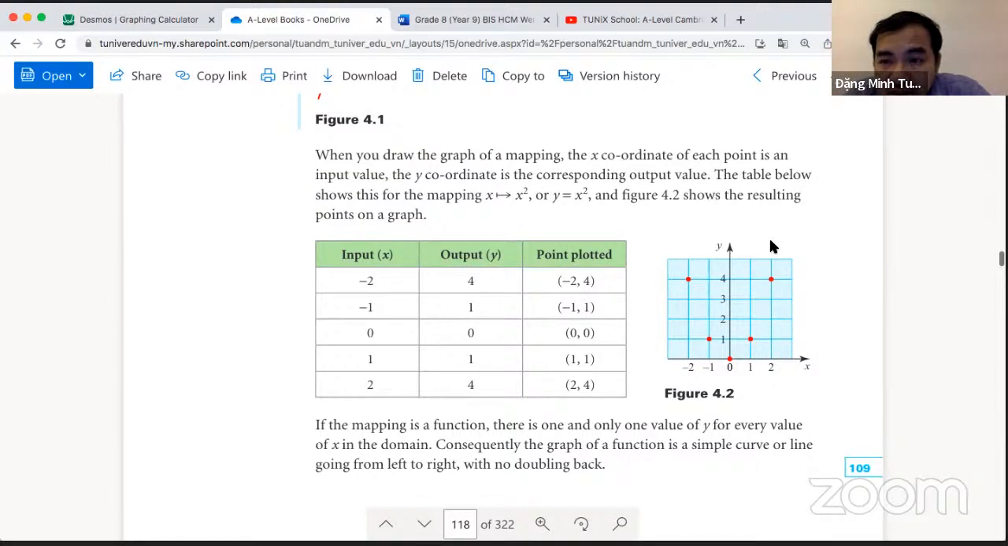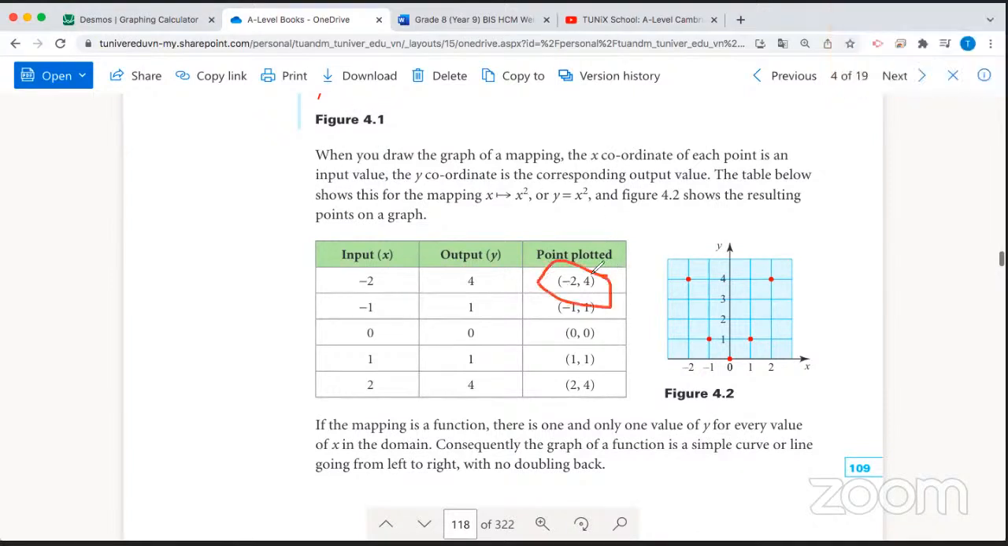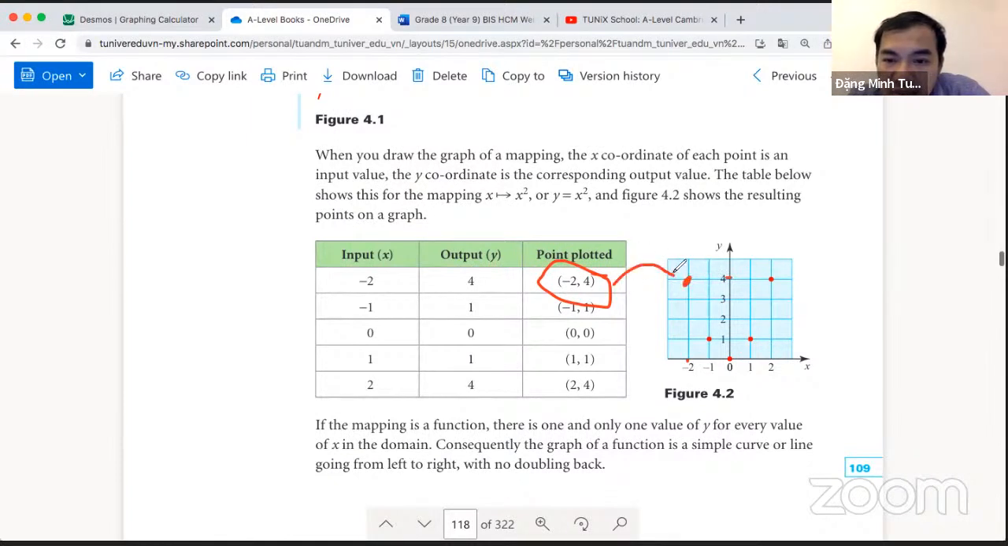Descartes, two axes, OX and OY, right? So now the first coordinate is x, the second one, the value, corresponds to y. Furthermore, the point (-2, 4): here -2 is x, and 4 is y. And then here we use this point. Okay, understand that?